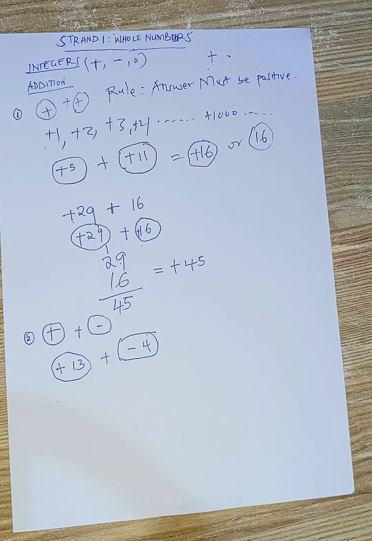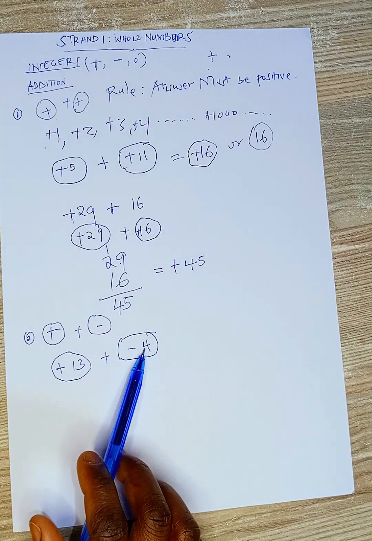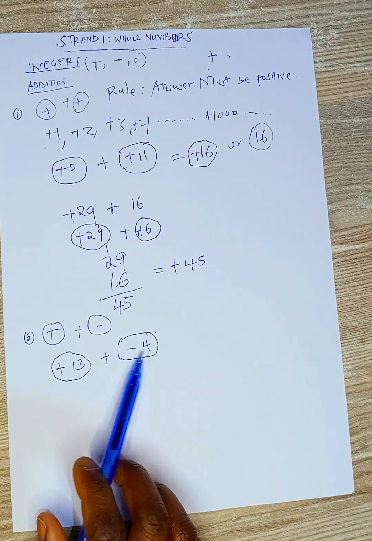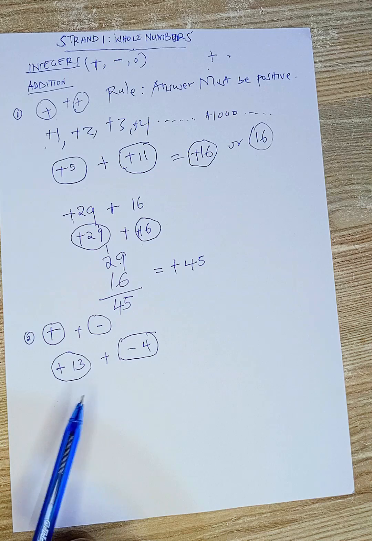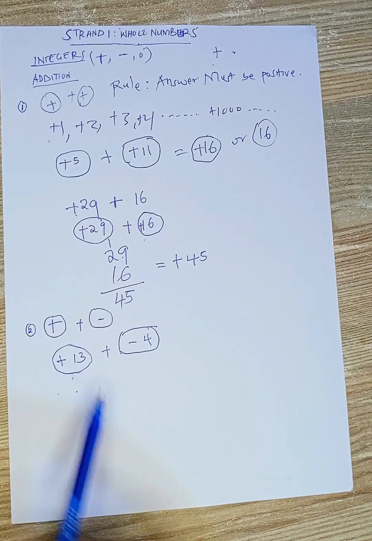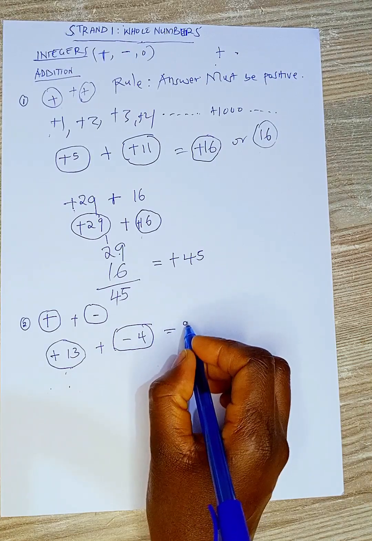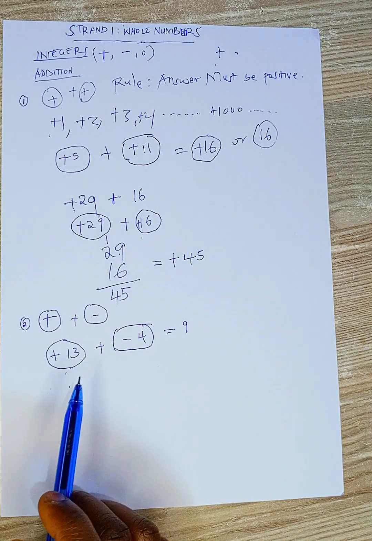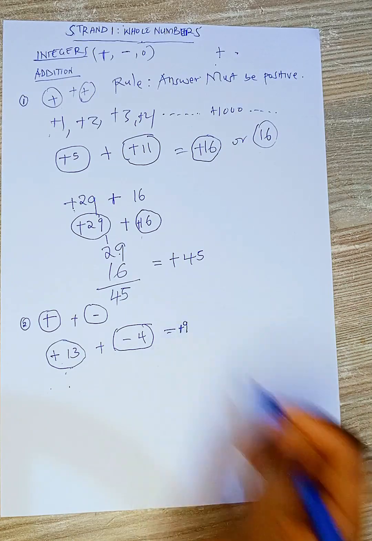For example, if it's positive 13 adding negative 4, we're just going to subtract this smaller number from this bigger number. That is 13 minus 4, and then we give the answer the sign of this larger number. So 13 minus 4 is 9, and the sign of the larger number is positive, so we write positive 9.